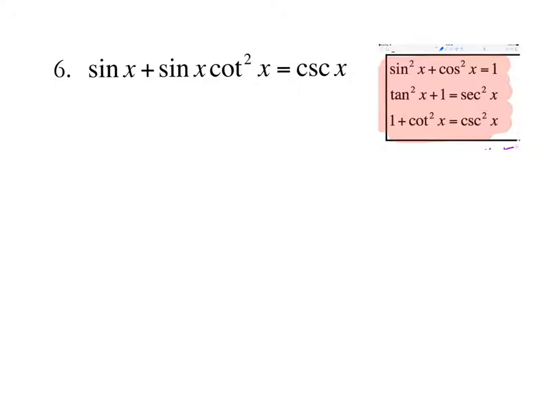Alright, number 6. And again, the two ideas we were talking about are either factoring or taking out a greatest common factor. So when you look at this one, they both have a sine x. That's where I'm going to start, is I can take the sine x out. I'm left with 1 plus cotangent x.